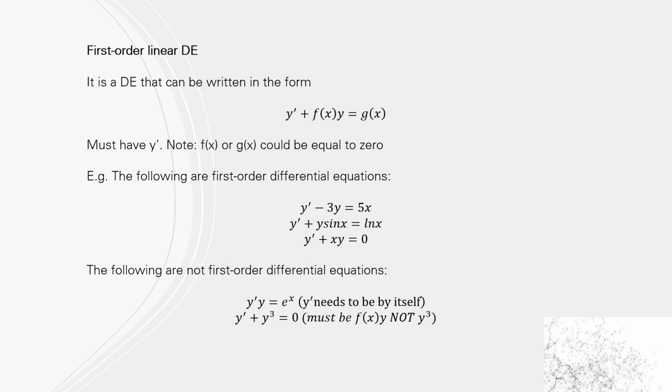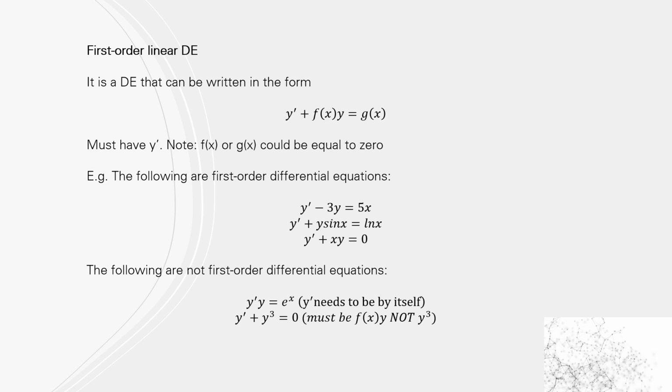Another definition, first order linear differential. It has to be written in the form of y dash plus f of x times y equals g of x. So that's f of x is one function, g of x can be the same or a different function. You must have a y dash. Note that f of x or g of x could equal 0. So the following are examples of first order, because the first one has got a y dash. In front of the y, in this case, we've got a minus 3, so that's the f of x function, and the g of x function is 5x.